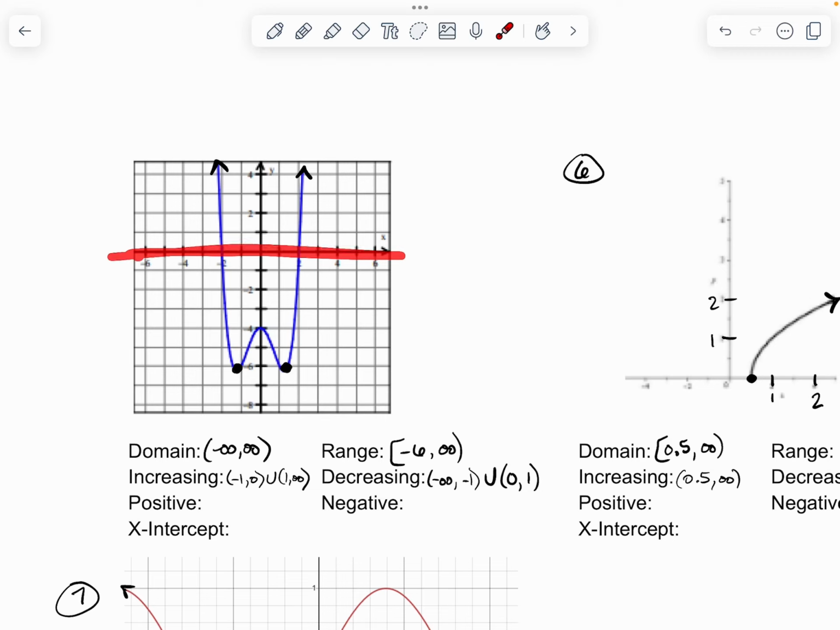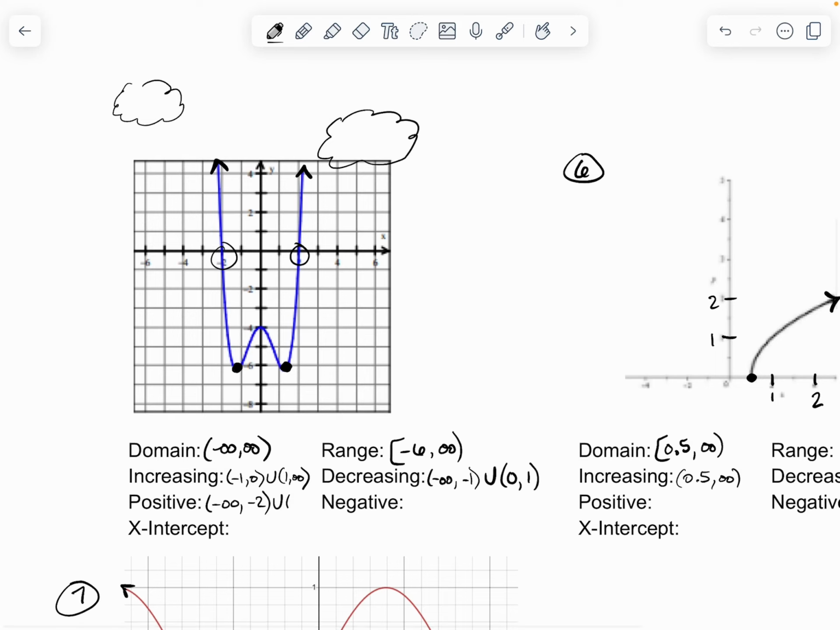Look at 5. Great question right here on 5. So there's your dividing line on the x-axis. When is it positive? Well, it's positive on these two pieces on the ends of our graph. So that's going to be from negative infinity. It's always positive out here, and then it stops being positive at negative 2, and then it starts being positive again at 2, and goes all the way out to positive infinity.